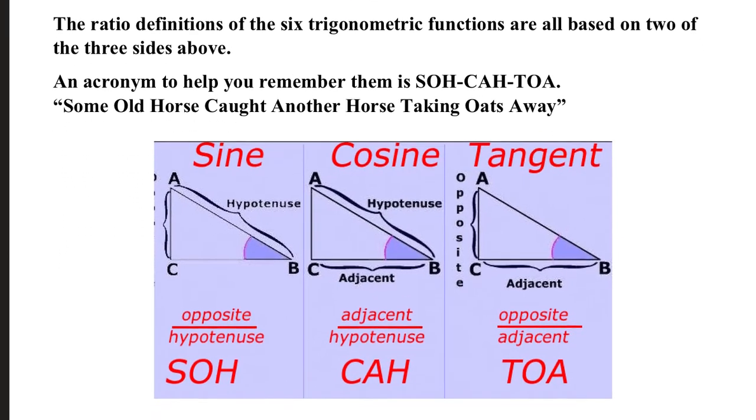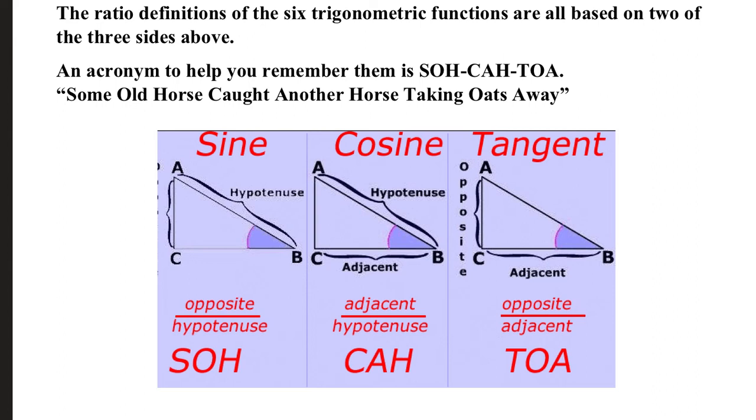The ratio definitions of the 6 trigonometric functions are all based on 2 of the 3 sides above. There's an acronym that you can use to help remember what trig function and which 2 sides go together, and that is called Sohcahtoa. I've heard many catchphrases over the years, some of them a little bit more risque than others. The one that I typically use to remember is some old horse caught another horse taking oats away.